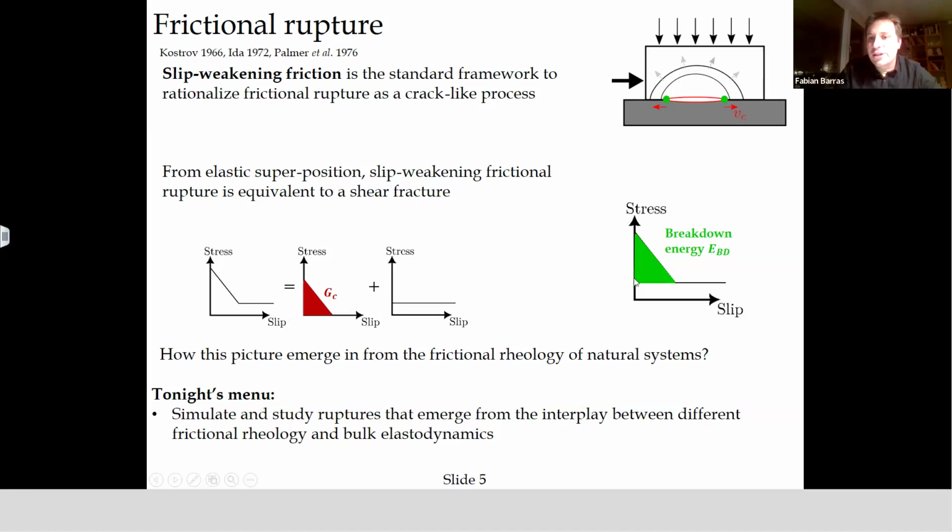And from this analogy, you can estimate what I will call here the breakdown energy, which is the energy that is dissipated on top of this residual friction value. It is the analog to the fracture energy in the case of a slip weakening friction. So this is the energy that will control the ruptures.